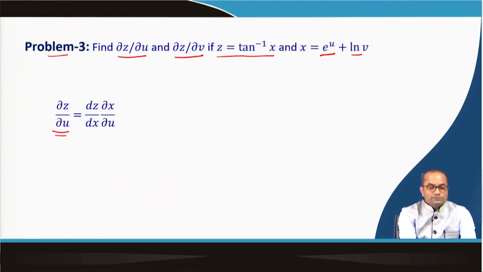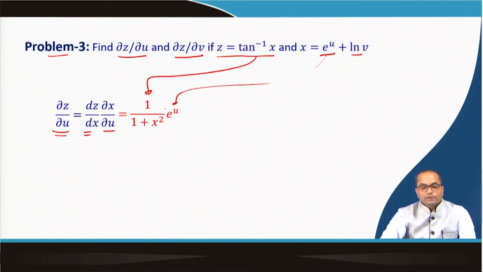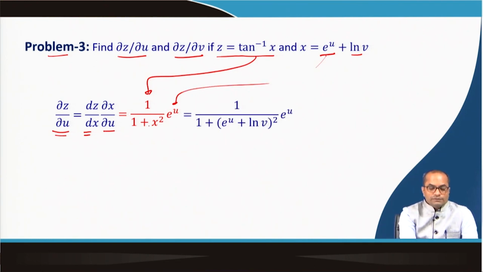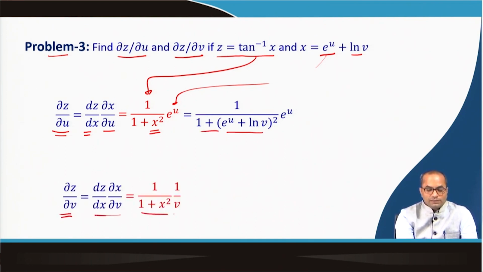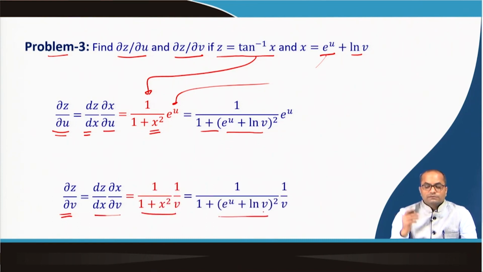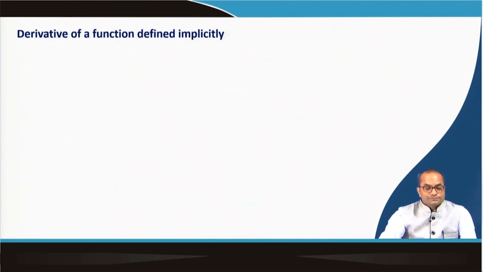So, del z over del u will be del z over del x times del x over del u as per the formula. There will be no other term with respect to y because there is no y in z. So, here dz over dx we can compute as 1 over 1 plus x square from the tan inverse, and del x over del u with respect to u will be e power u ln v alone. So, here we can just substitute this x as e power u ln v. So, this is the value in terms of u and v. Similarly, del z over del v we can get from this formula, again by substituting this x. So, this is the value in terms of u and v.